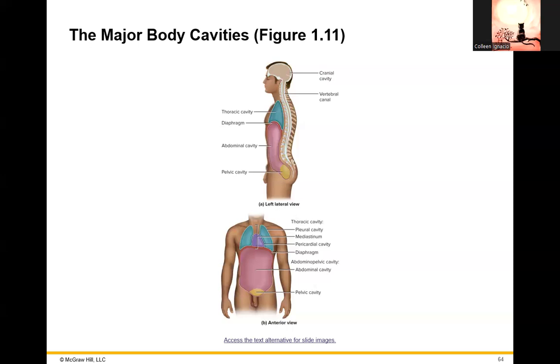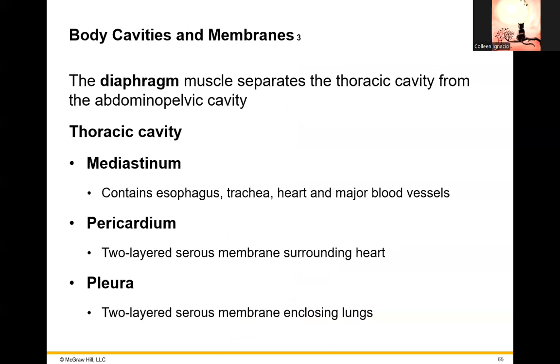Okay, so here is a great visual of the major body cavities. You have to know these cavities, and you have to know the organs that lie within them. Okay, so the diaphragm is a muscle that separates the thoracic cavity from the abdominal pelvic cavity. Within the thoracic cavity, we have the mediastinum, the pericardium, and the pleura. The mediastinum contains esophagus, trachea, heart, major blood vessels, as well as the thymus.